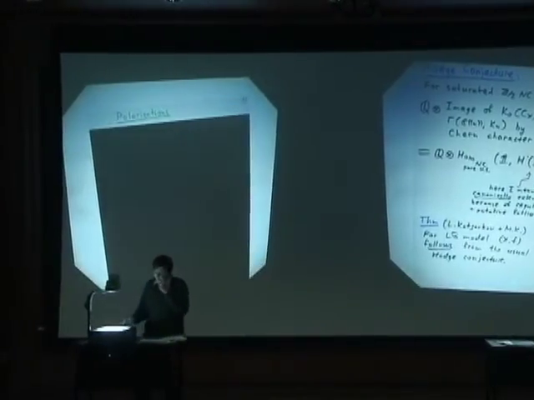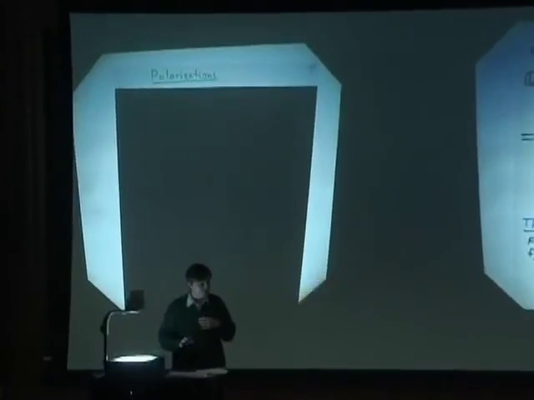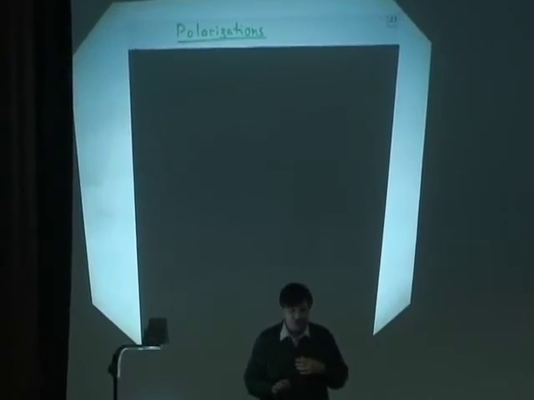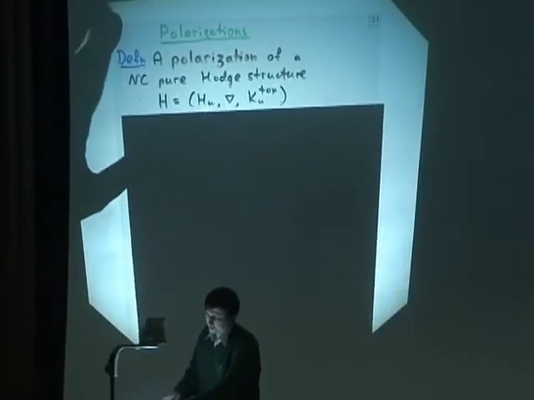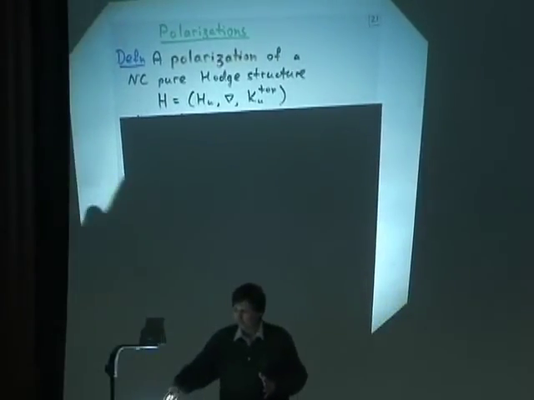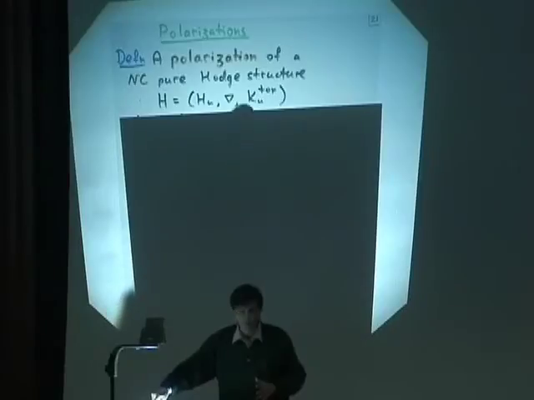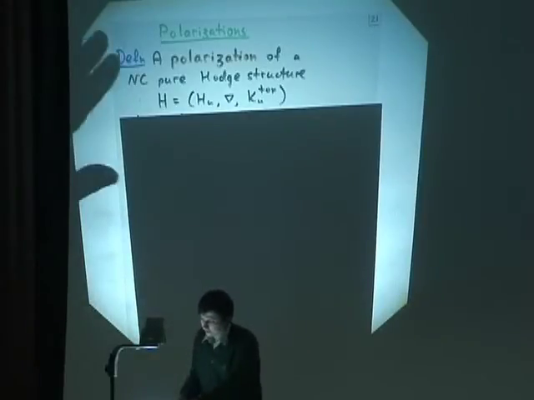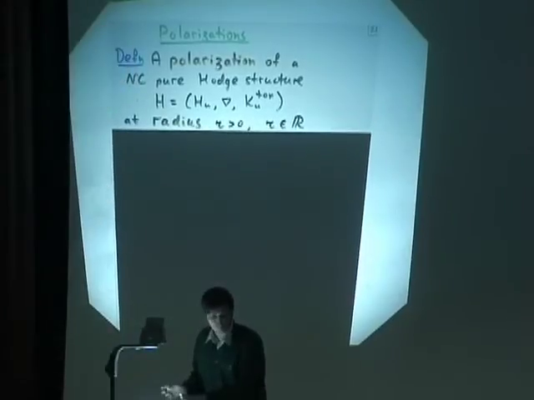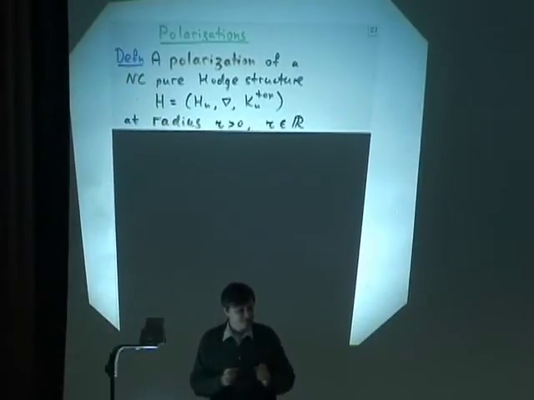Yeah. So then also one can define a notion of a theory of polarizations for such Hodge structures. Suppose we had a non-commutative pure Hodge structure, which for me means a bundle on a neighborhood of zero with a connection, and a lattice. And the polarization will depend on some real number which is called the radius. Maybe it has some physical meaning.